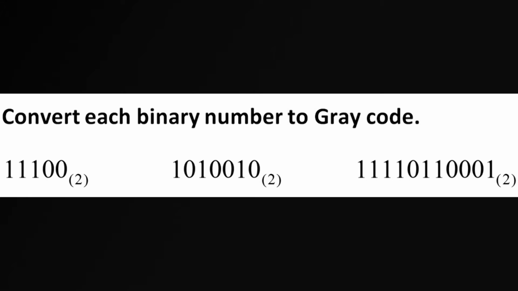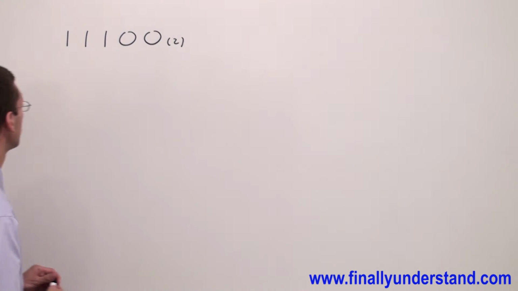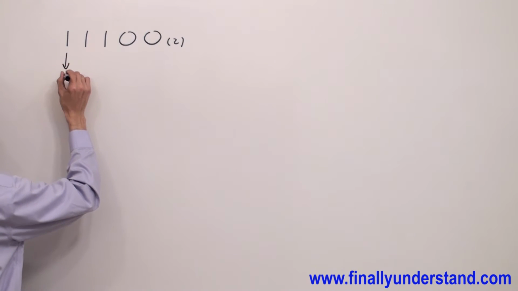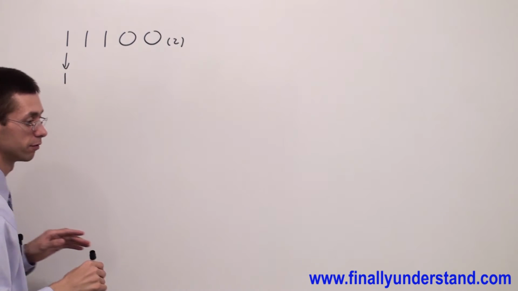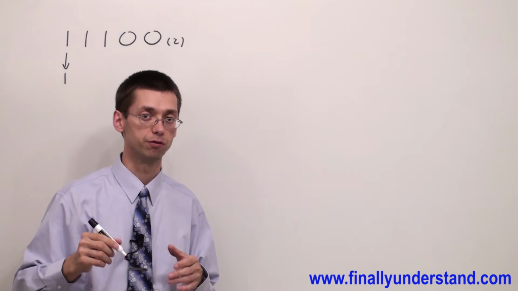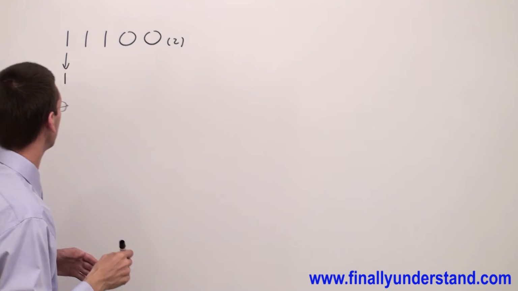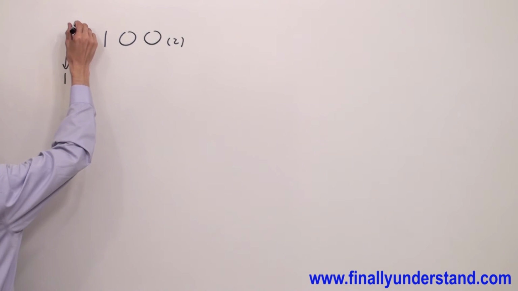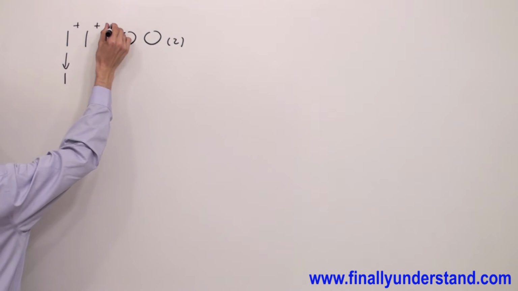This time we are going to learn how to convert a binary number to the gray code. What you're supposed to do? You're supposed to copy down always the first bit. No matter what, if this is 1 or 0, you're supposed to copy the first bit down. So I have 1. Next, you're supposed to perform the addition.